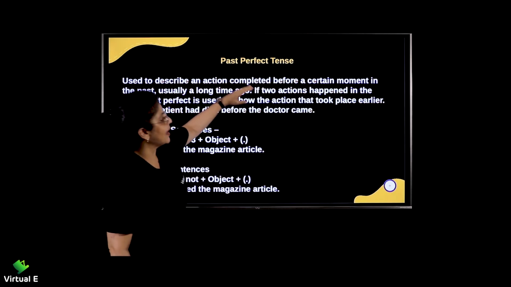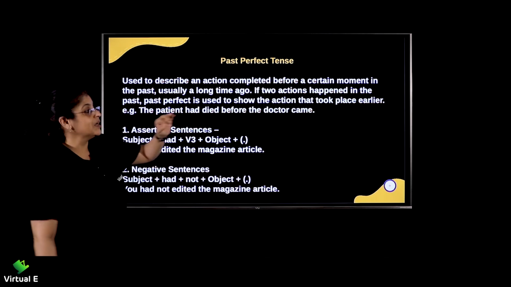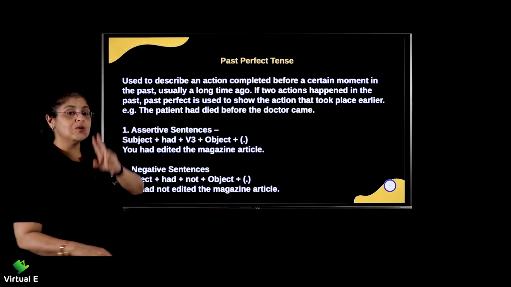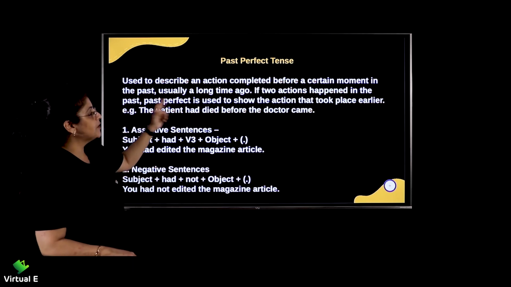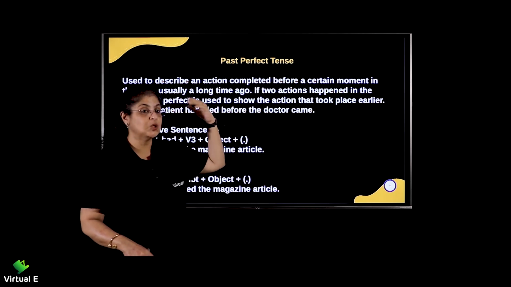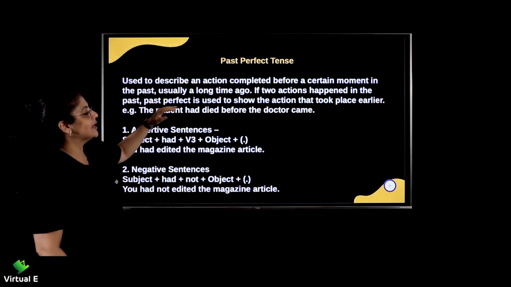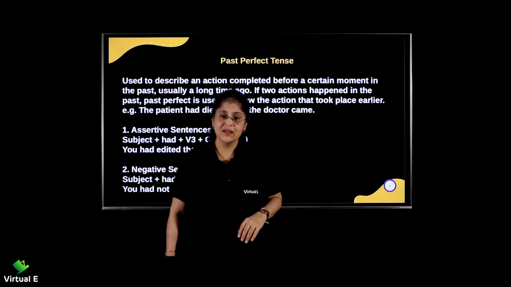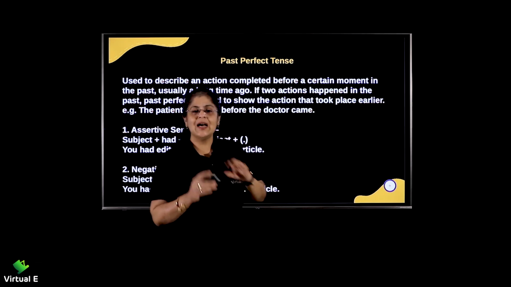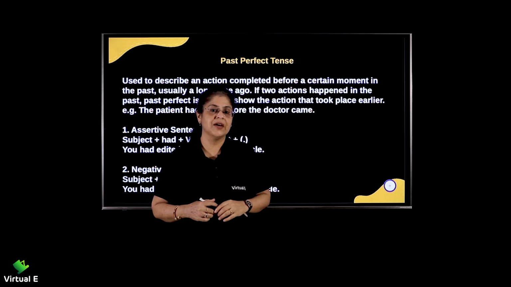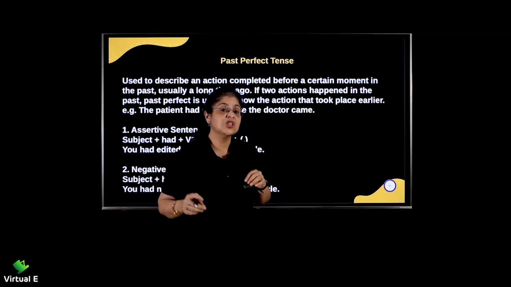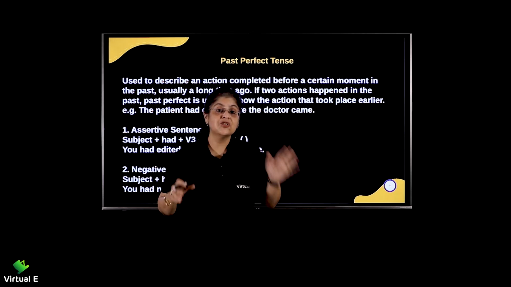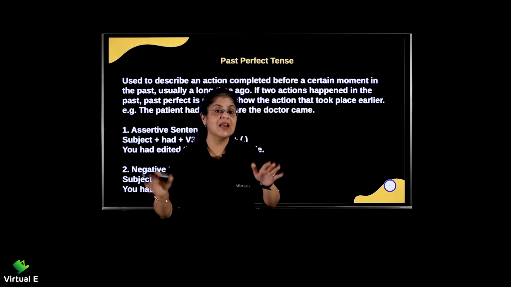Used to describe an action completed before a certain moment in the past, usually a long time ago. If two actions happened in the past, past perfect is used to show the action that took place earlier. The patient had died before the doctor came. Confused? Seriously? Let me clear it for you. I'll give you a very simple sentence and you tell me about it, right? When I reached the station, I repeat, when I reached the station, the train had already left.